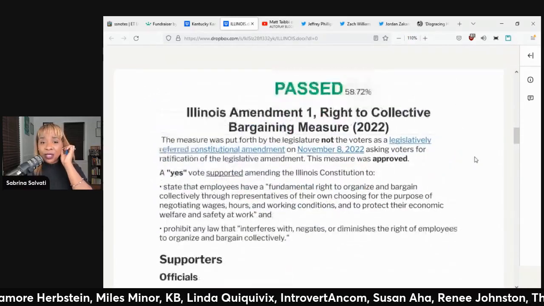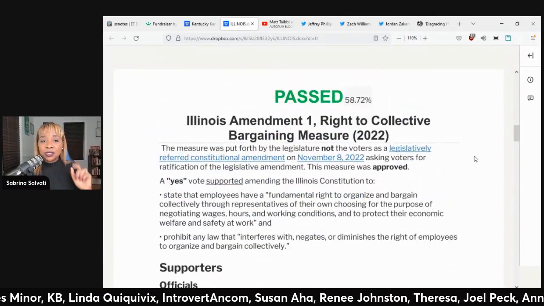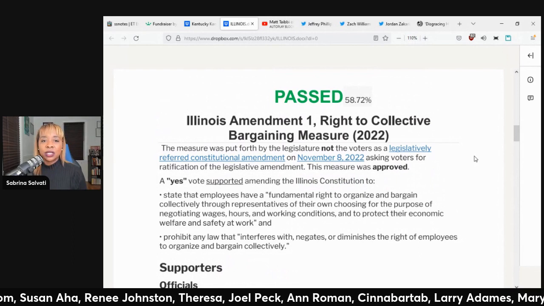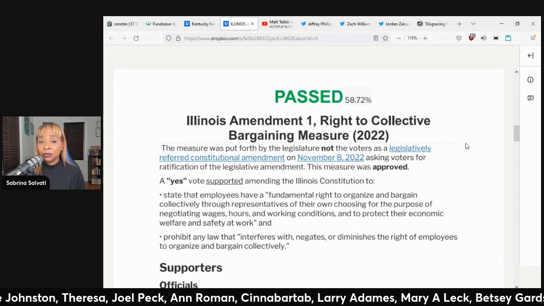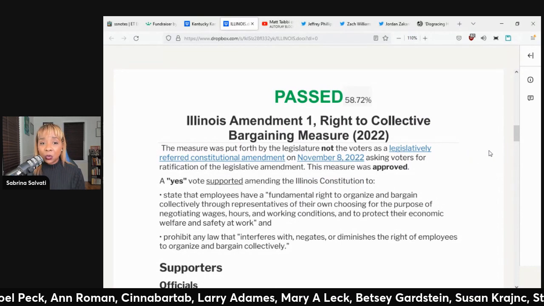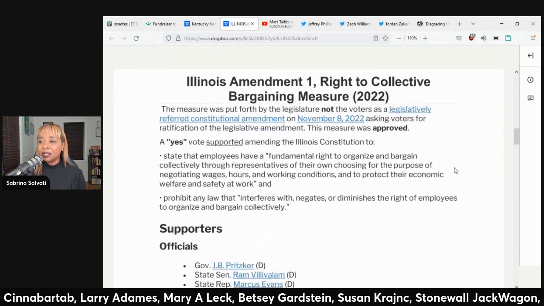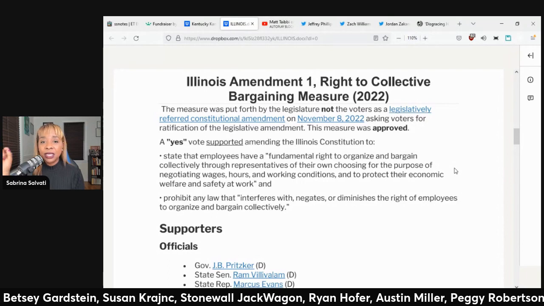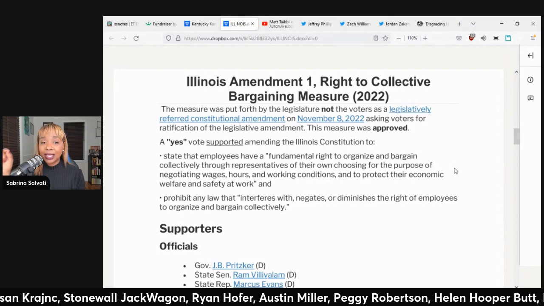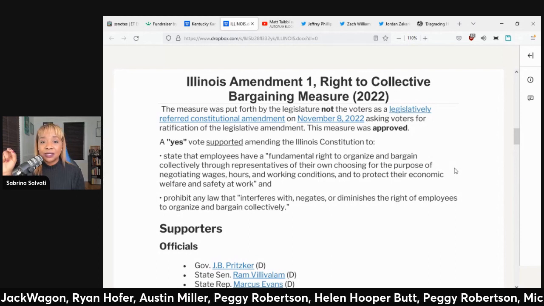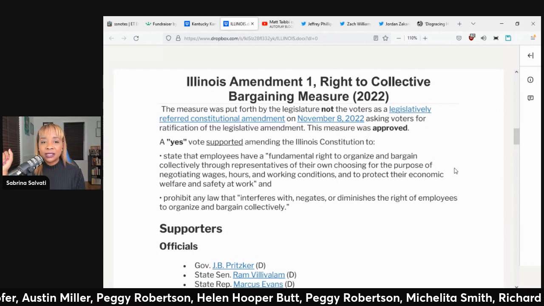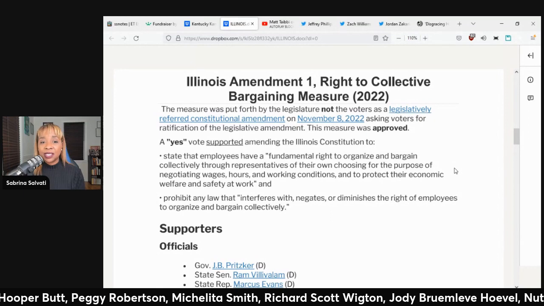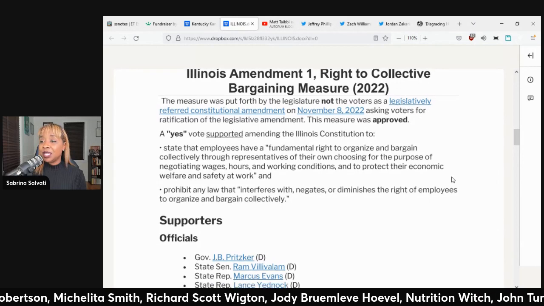So Illinois, I believe, only had one. This one's interesting. Speaking of workers, Illinois Amendment 1. The right to collective bargaining measure. A yes vote supported amending the Illinois Constitution to state that employees have a fundamental right to organize and bargain collectively through representatives of their own choosing for the purpose of negotiating wages, hours, and working conditions, and to protect their economic welfare and safety at work.